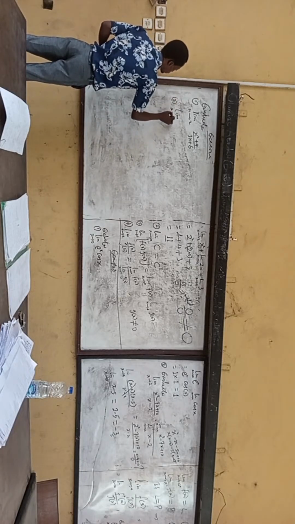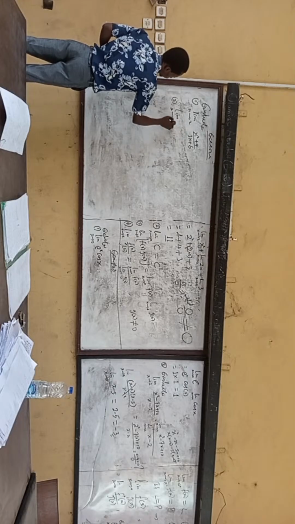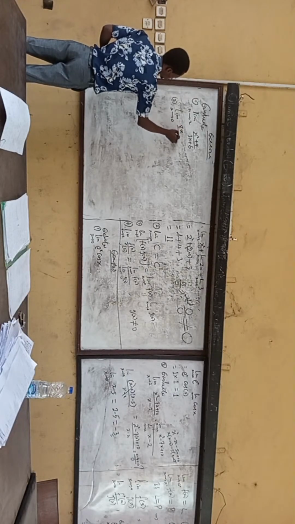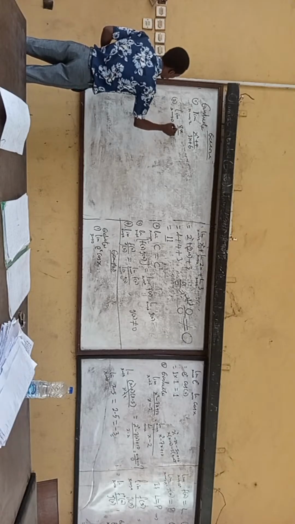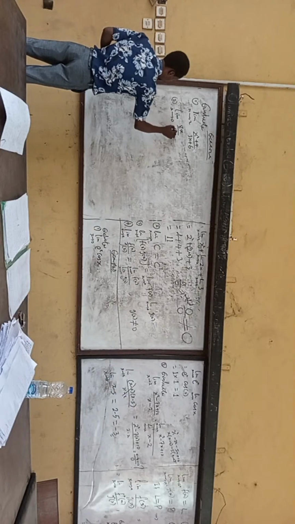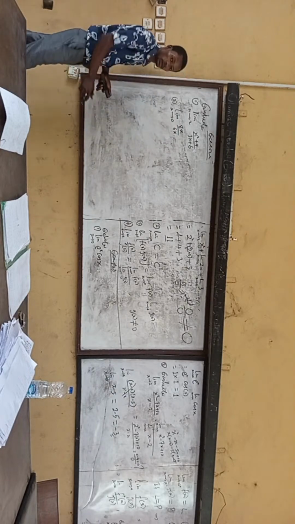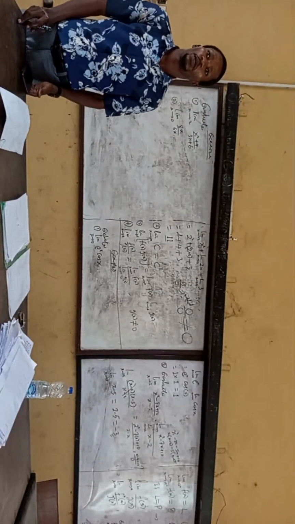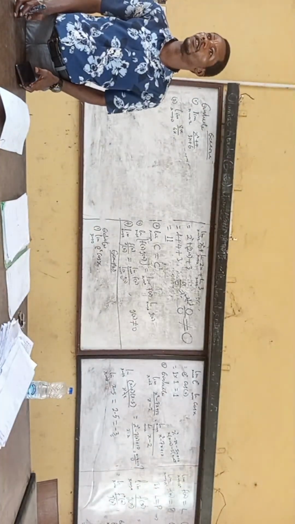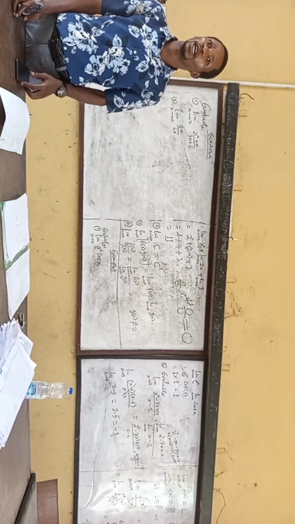Limit as x goes to 2 of 8x over 6. The first one for a guy, the second one for a lady. A guy from this column.